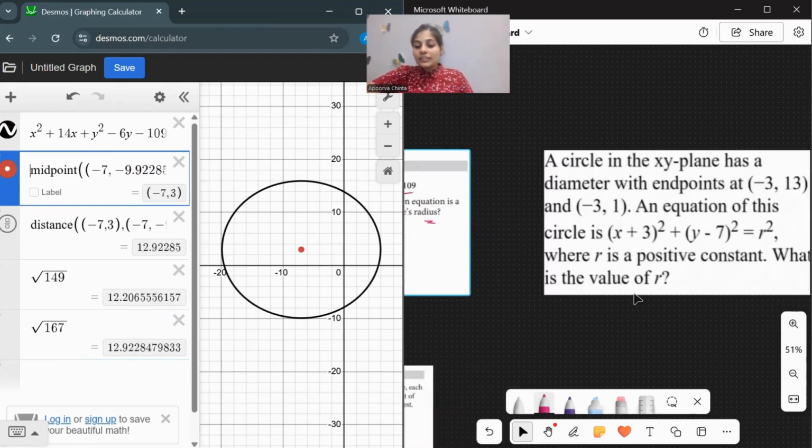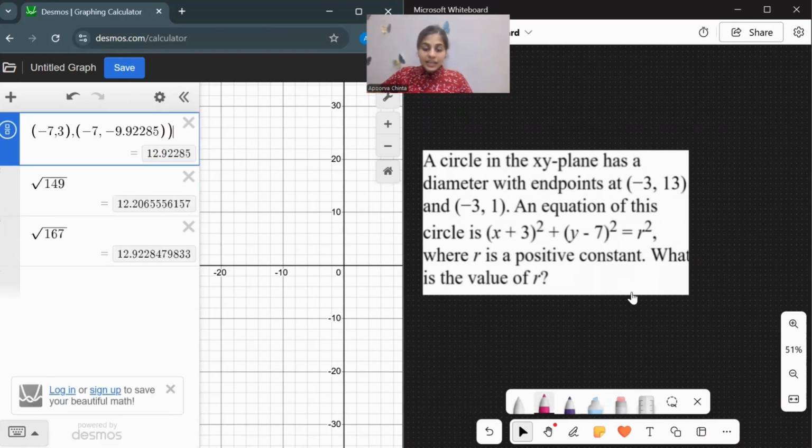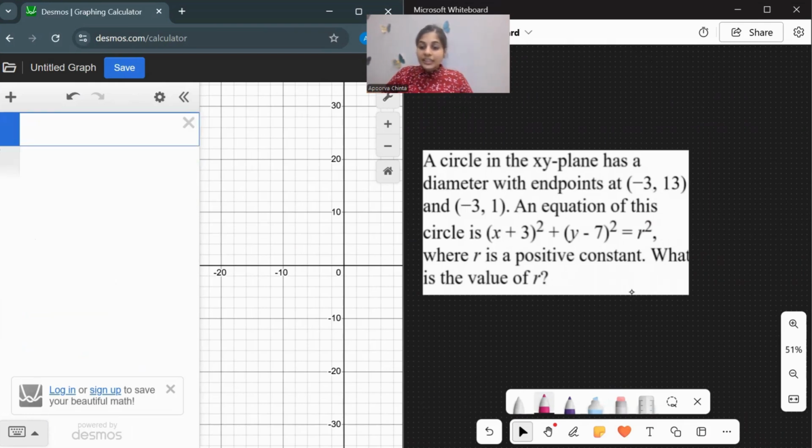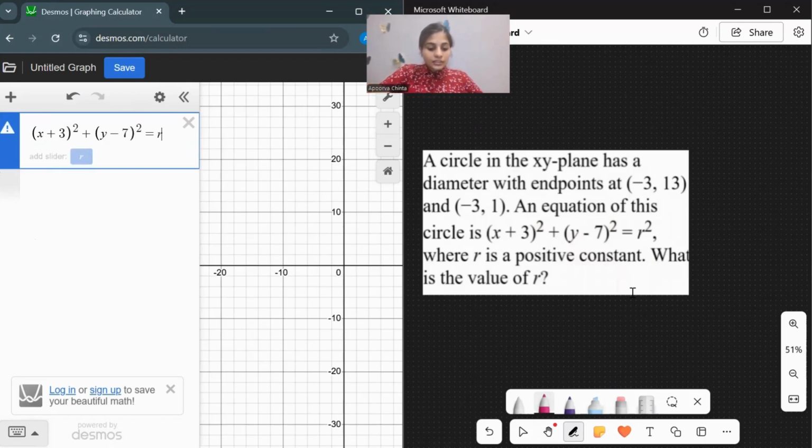Okay, now let's see the other question, which says a circle in the xy plane has a diameter with the end points negative 3 comma 10 and negative 3 comma 1. An equation of the circle is x plus 3 whole squared plus y minus 7 whole squared is equal to r squared, and we need to find the value of r. So the equation of the circle has a variable this time. So the variable is r. X plus 3 whole squared plus y minus 7 whole squared is equal to r squared.